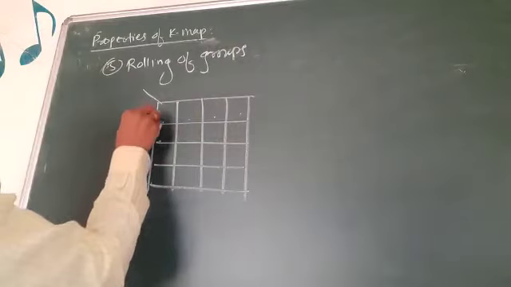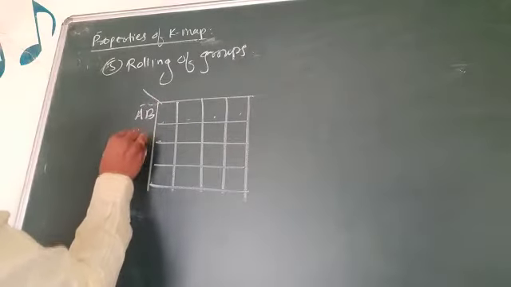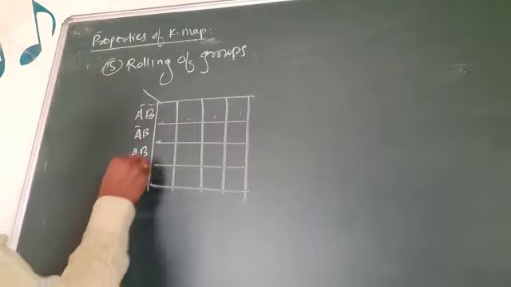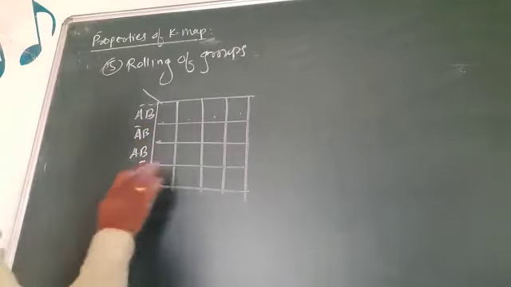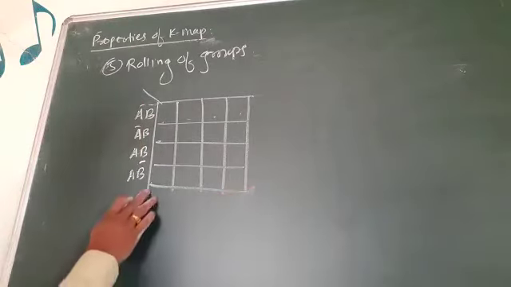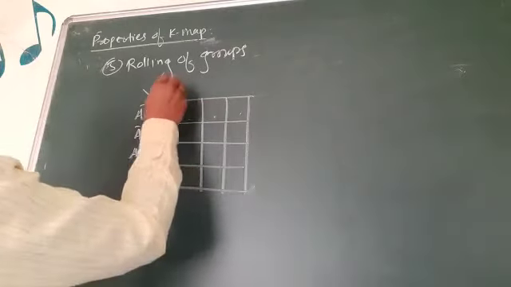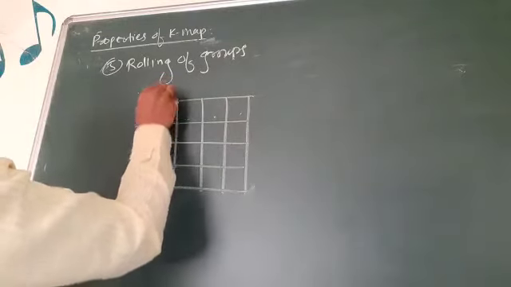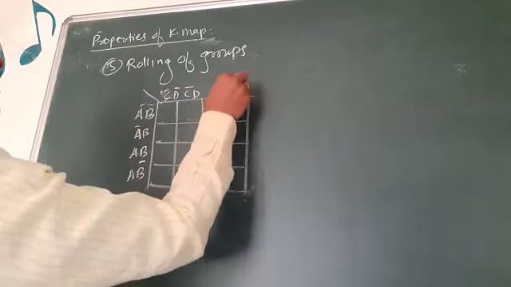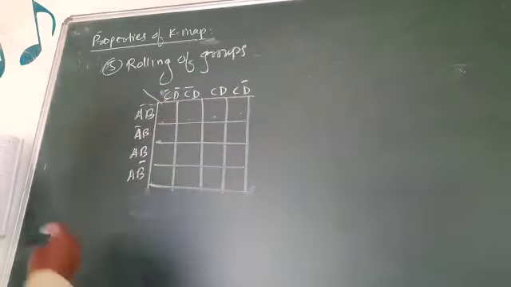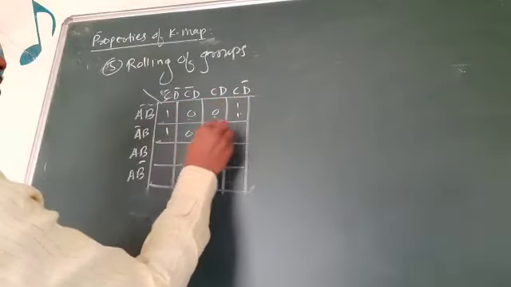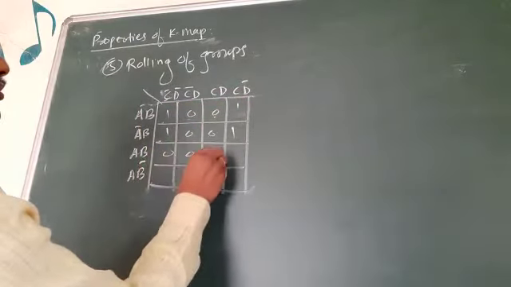See here A bar B bar, A bar B, AB, and AB bar. While writing these terms, the sequence is according to the Gray code, not binary code. So here again C bar D bar, C bar D, CD and CD bar. So we have the 1 1 here and 1 1 here, and 0 0 0 0, 0 0 0 0 in the remaining cells.